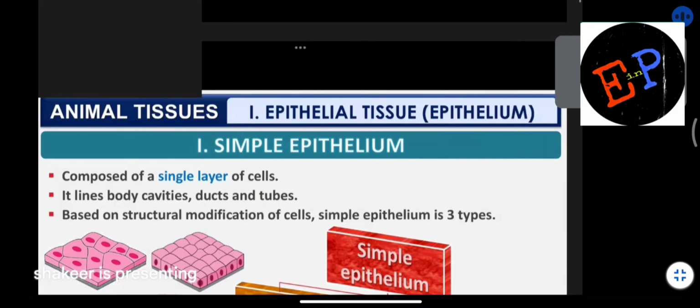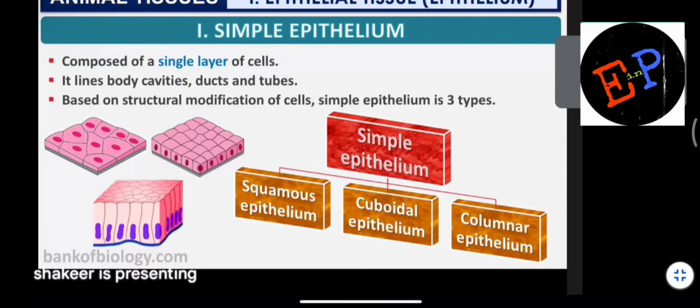So then again, this epithelium we have divided into two types now. One is simple, another one is compound. Simple epithelium again I can divide into three types. What are they? One is squamous epithelium, second one is called cuboidal epithelium, and the third one is called columnar epithelium. Based on the size, shape and arrangement, simple epithelium, that is single layered cells, again we can divide into three types: squamous, cuboidal, and columnar.